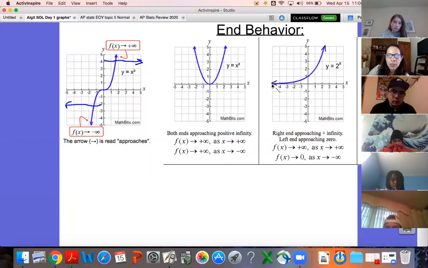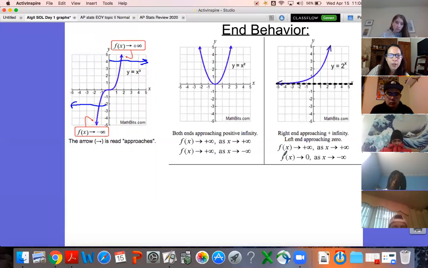So there's actually an asymptote right here. y approaches 0 as you go out to the left of the graph, and you can see that right here. y is approaching 0 as we go to negative infinity on the x-axis. And here, y is approaching positive infinity as we go to positive infinity on the x-axis. Okay? Are we okay with end behavior?